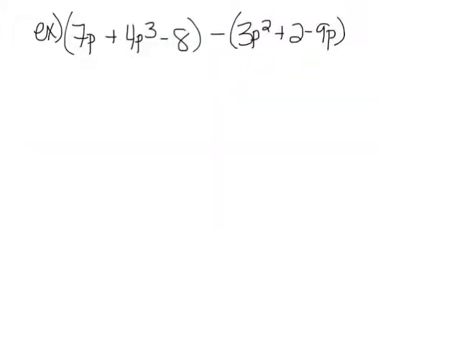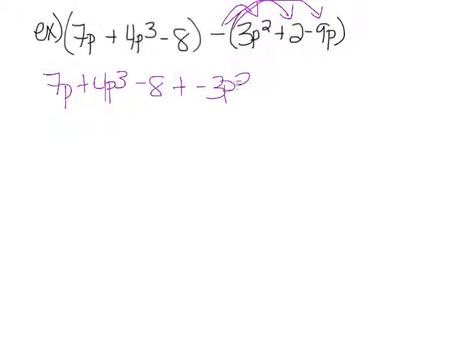So for this example, I'm going to do the exact same thing. I have the subtraction sign between my two polynomials, so I'm actually going to distribute my subtraction sign to each one of my terms. And so I'm going to rewrite the new polynomial to be 7p plus 4p cubed minus 8 plus a negative 3p squared minus 2 plus 9p.